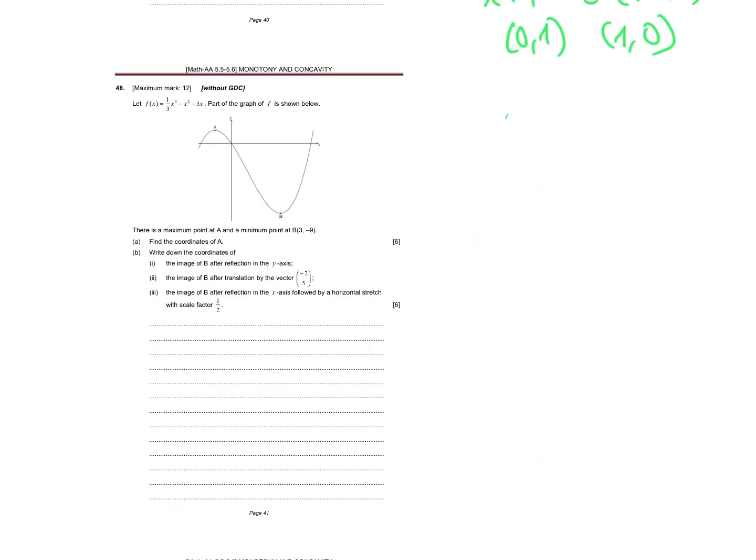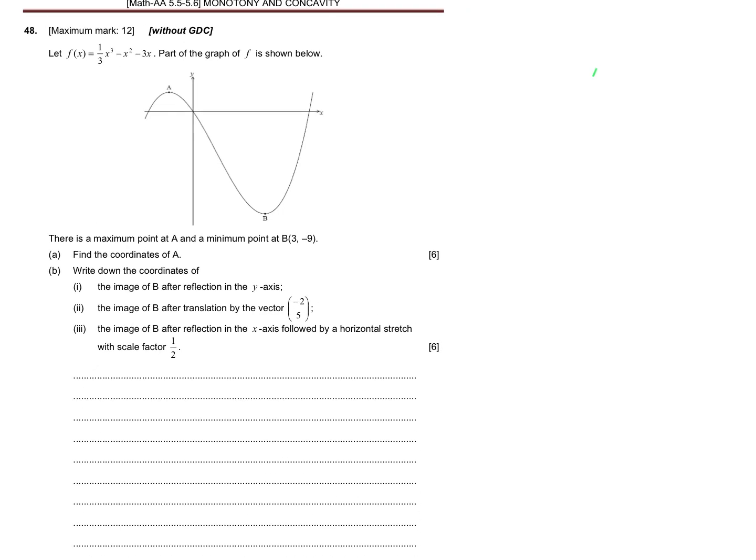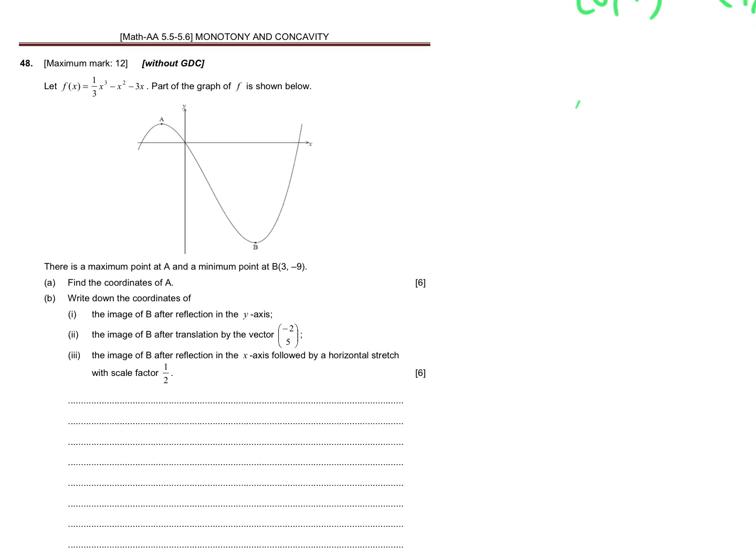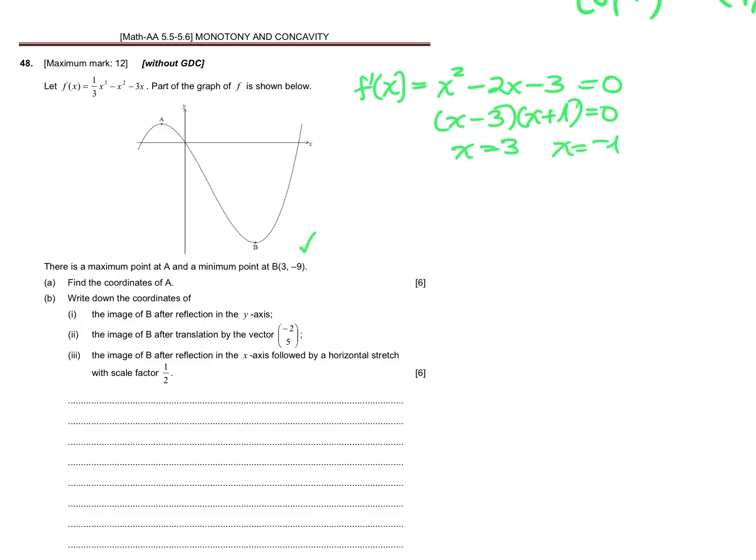All right, number 48, we've got this function, and part of the graph is shown. There's a max at A and a min at B. Find the coordinates of A. So we need to find the first derivative, which is going to be 3 times the third, which is 1, x squared minus 2x minus 3. And then we have to set that equal to 0 and factor. So x equals 3, which is the x coordinate of B, and x equals negative 1.